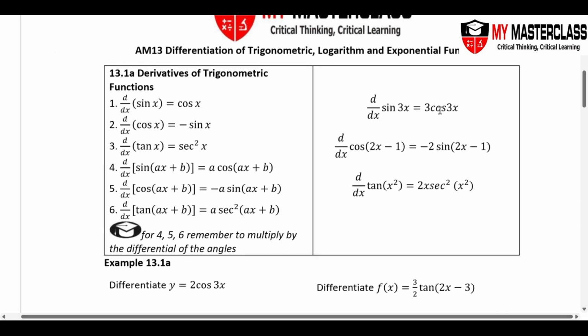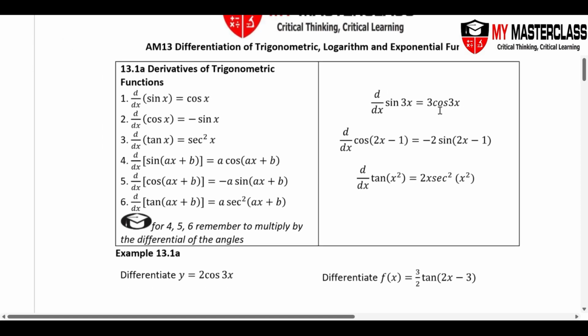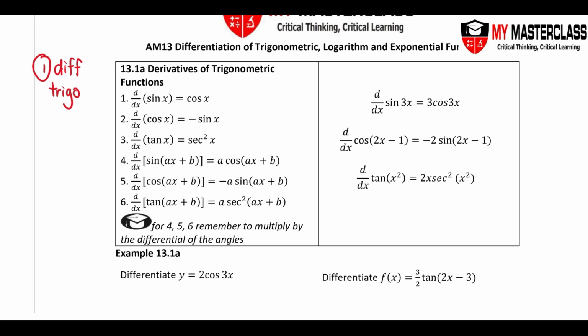So first, when we differentiate Trigo, there are two steps that I would like you to remember. Number one, we differentiate the Trigo function. When I differentiate sine, it becomes cosine. Differentiate cosine, become negative sine. Differentiate tangent becomes secant square. The angle does not change.